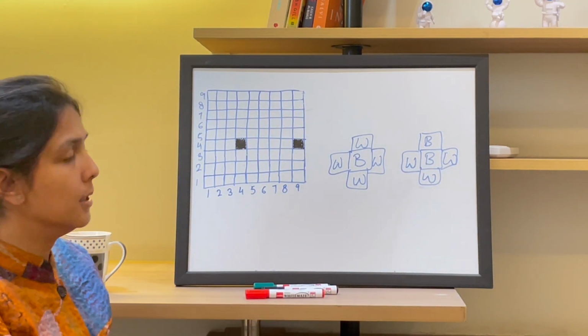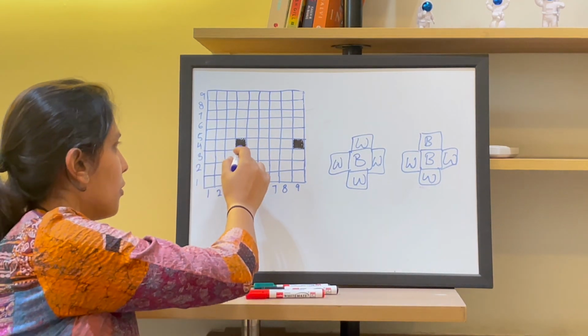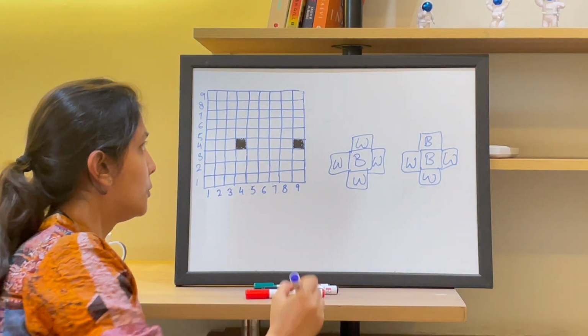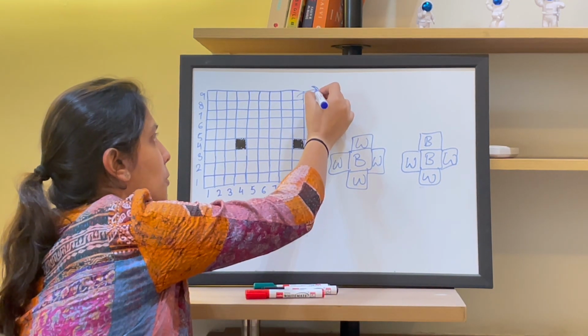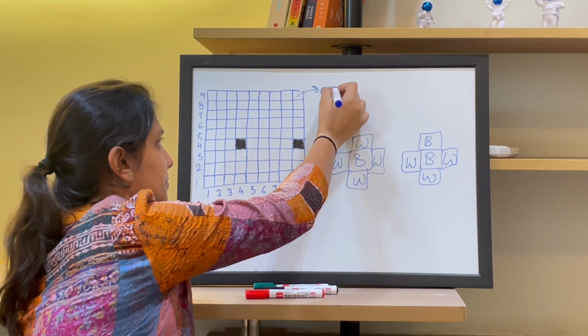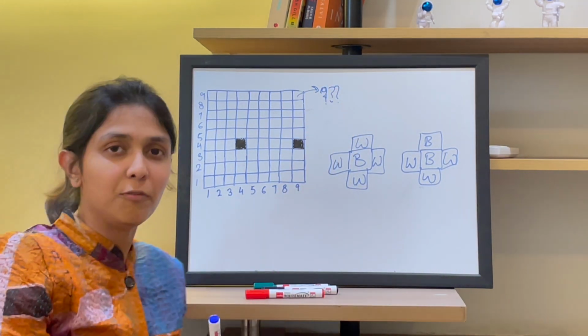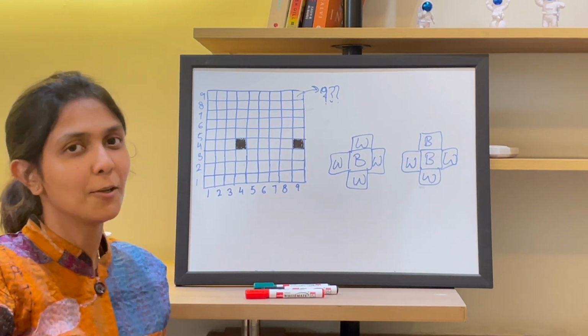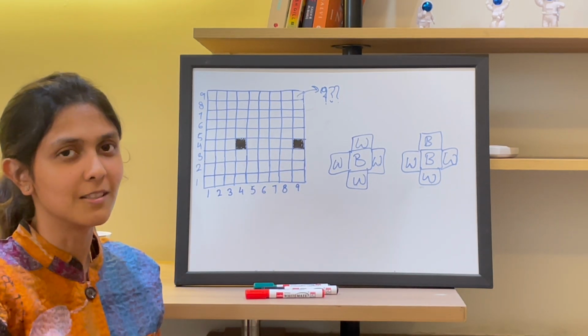Now additionally, we know that squares 4,4 and 4,9 are black in color, and what we need to do is find out the color of square 9,9. So please feel free to pause the video and try out the puzzle, and don't forget to put your solutions in the comments.